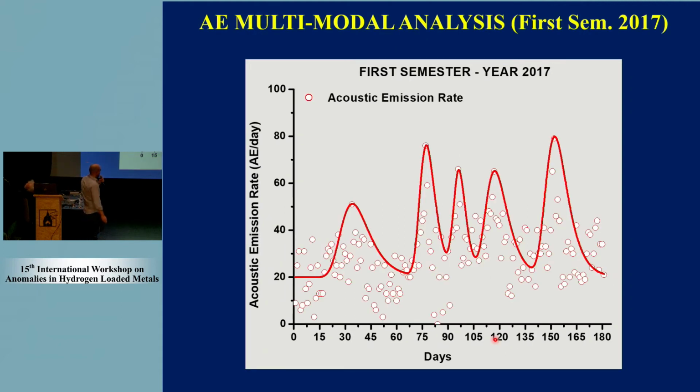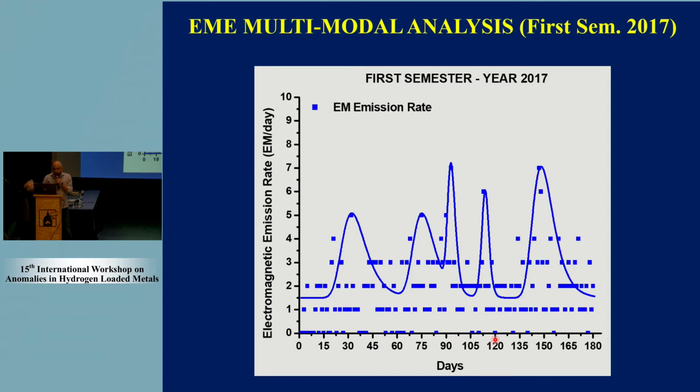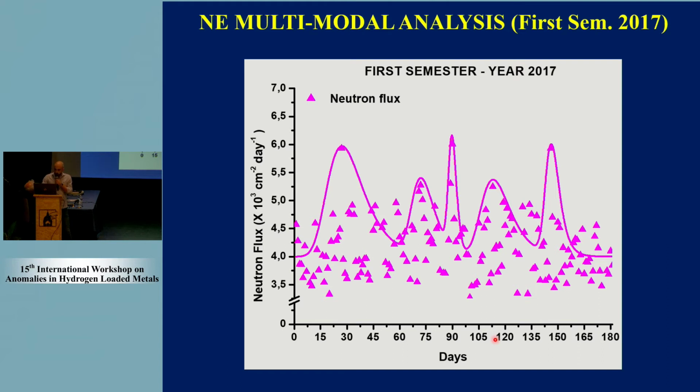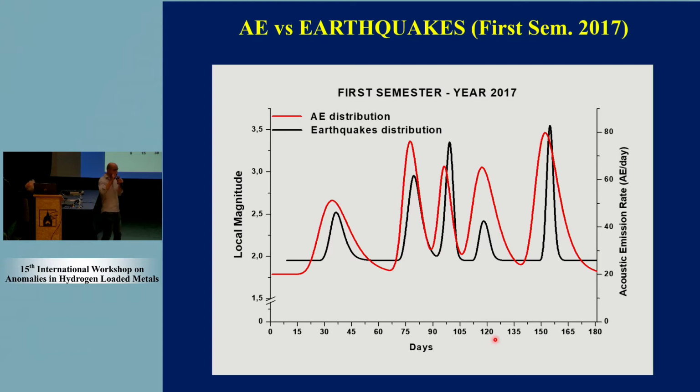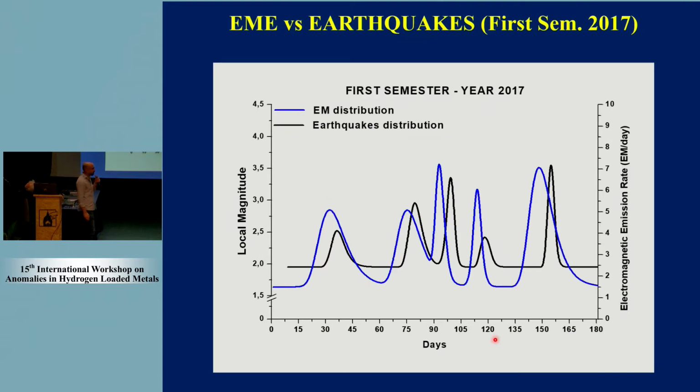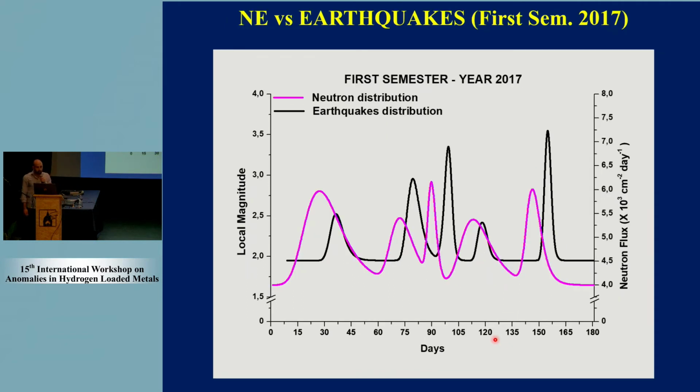A similar multimodal analysis was carried out for the three different forms of energy: the acoustic emissions, the electromagnetic emissions, and finally, the neutron emissions. After that, a temporal correlation between these three different forms of energy and seismic activity was carried out. Here, you can see the temporal correlation between the seismic swarm, with the black curve, and the acoustic emission. From this figure, it emerges how the acoustic emissions tend to forerun the next major earthquake by about 1 day. The electromagnetic emissions tend to forerun the seismic swarm by about 3-4 days. And finally, the neutron emissions tend to forerun the next major earthquake by about 1 week.